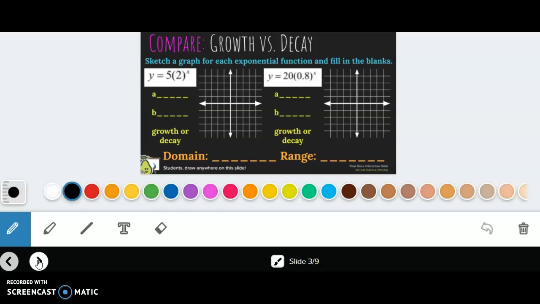Then I want you to fill in the domain and the range. Remember, the domain and the range stay the same for exponential functions. Okay, so once you figure it out, you know it, you learn it, it's going to stay the same for exponential. Okay?